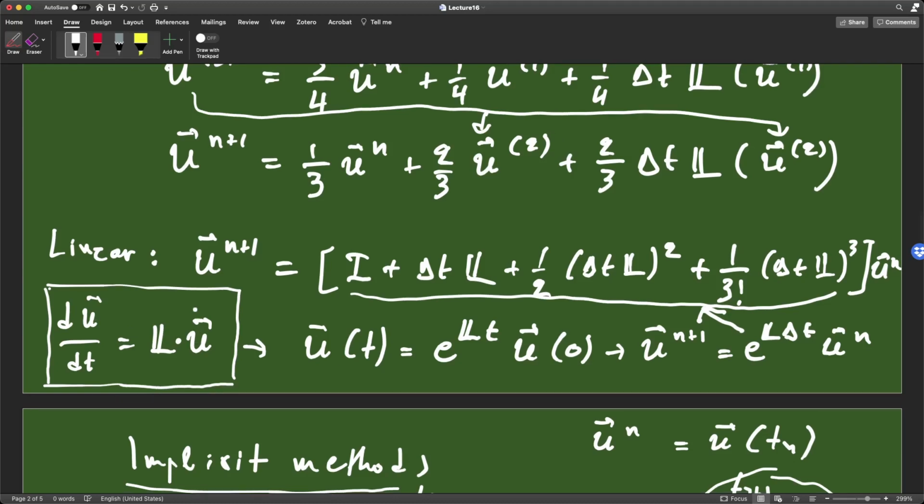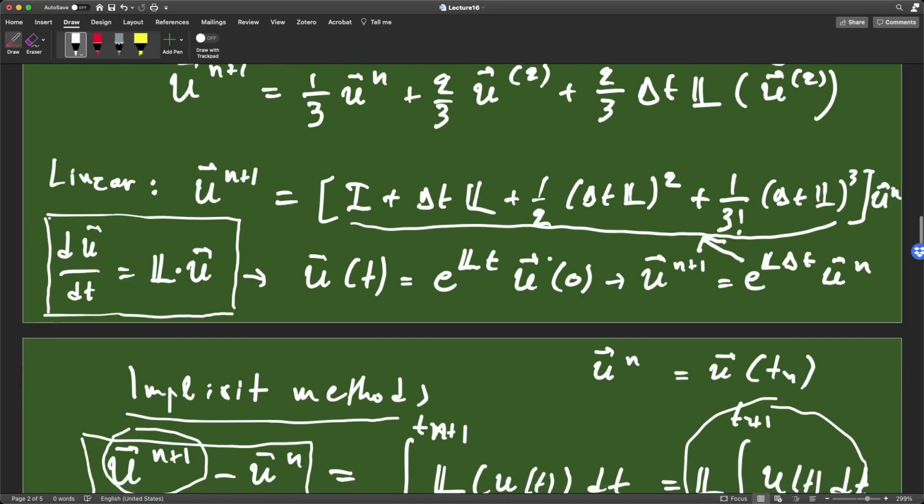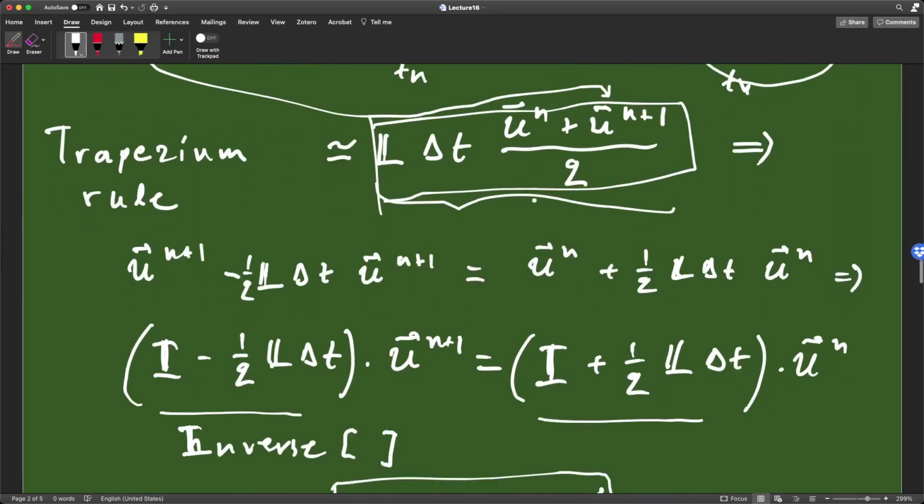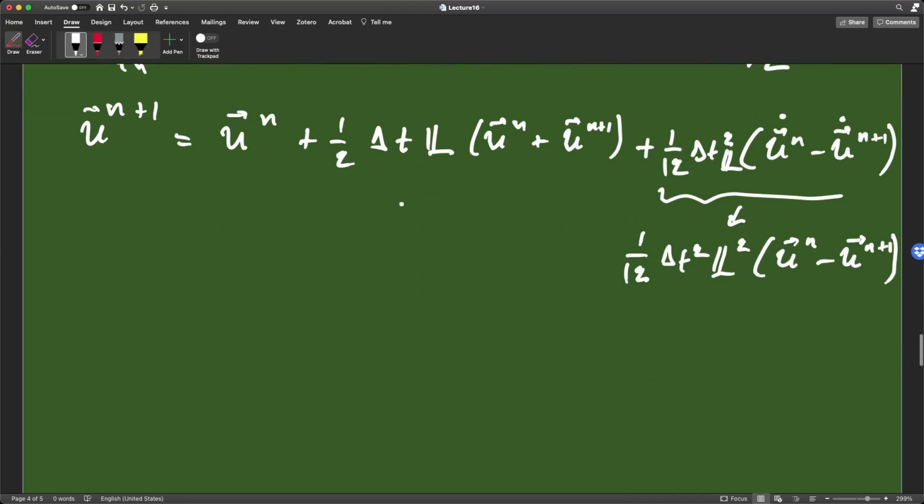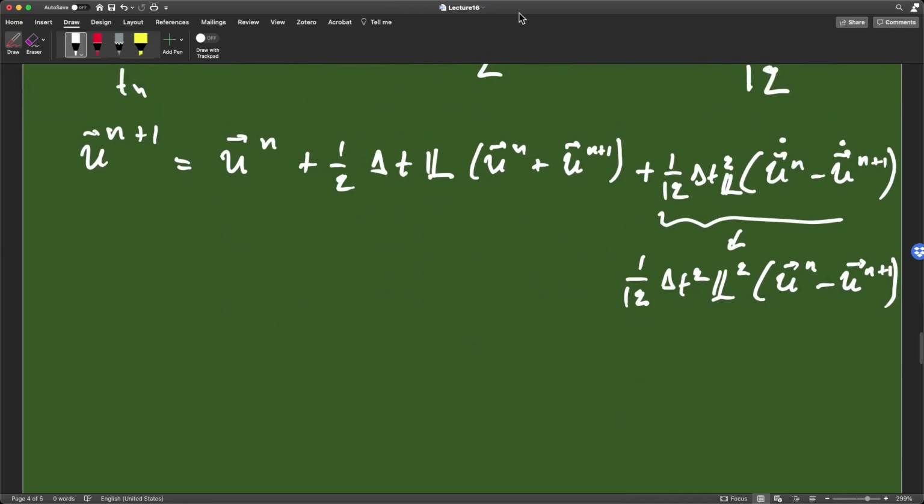So we can keep doing this for any order of the equation. In fact, this is how we get this Taylor expansion, by replacing u dot, u double dot, and so on by L, L squared times u, and so on. This is another way to produce these Taylor expansions here. Okay, so now let's collect all these terms.